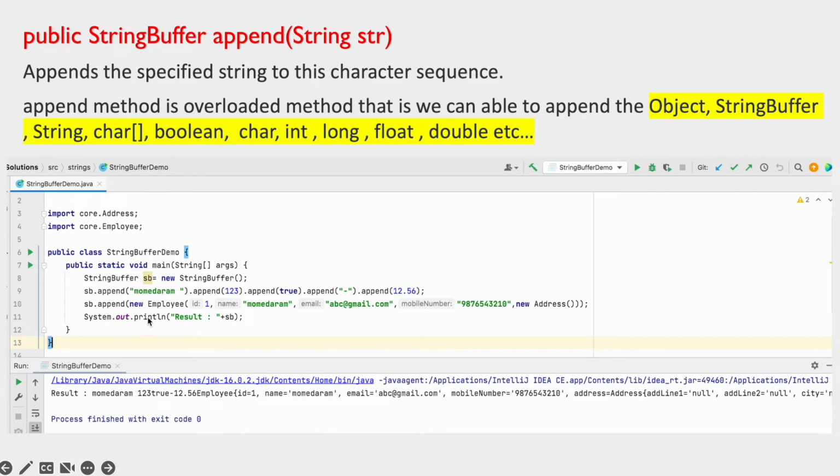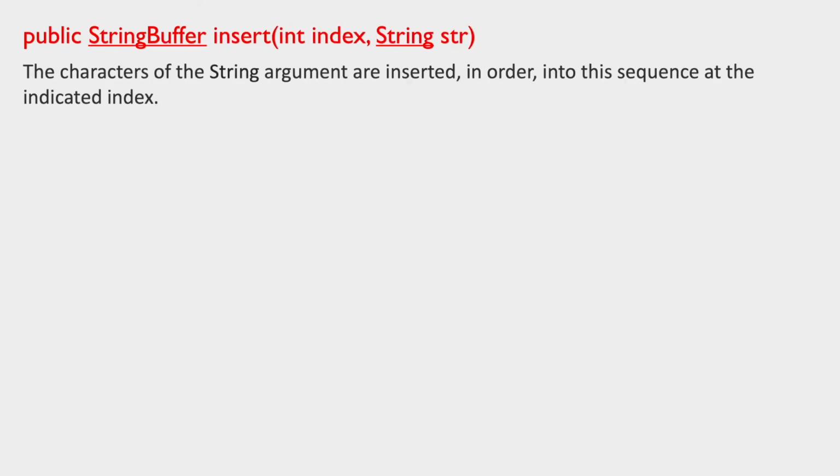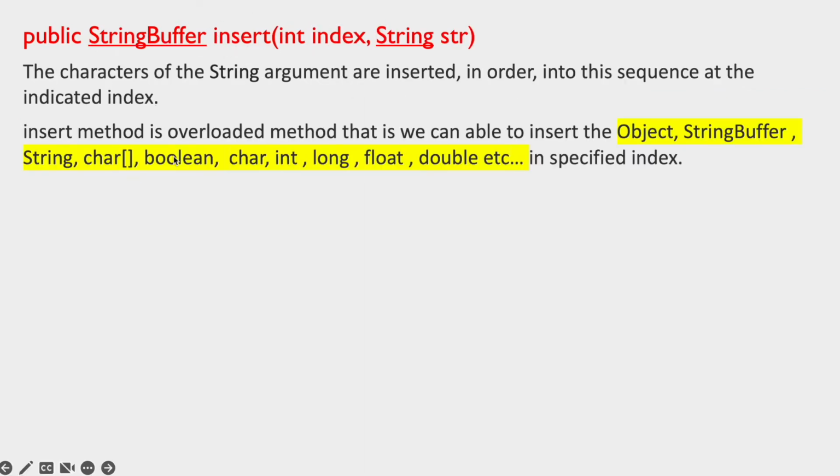When you run this program, it gives the sequence in the same order in which we applied the append method. So this append method is used to add any data to the StringBuffer object at the end of the StringBuffer object. If you want to add any type of data like object, StringBuffer, character, boolean, int, long, float, at a specified index in the StringBuffer object, at that time we will use the insert method. And this insert method is also an overloaded method.